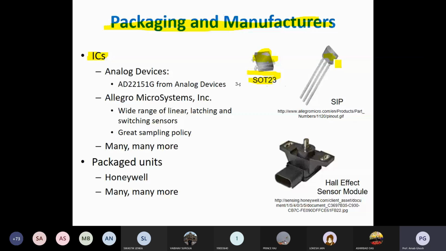Normally we are using analog devices, the AD22151G from Analog Devices. We are using that value. Analog Microsystems instruments, a wide range of linear, latching and switching sensors.